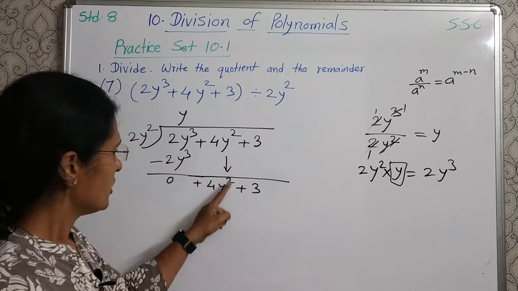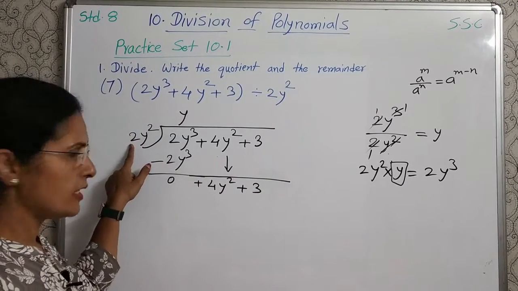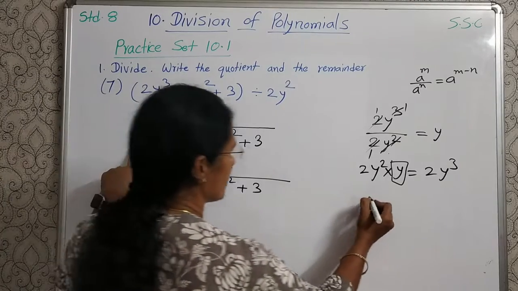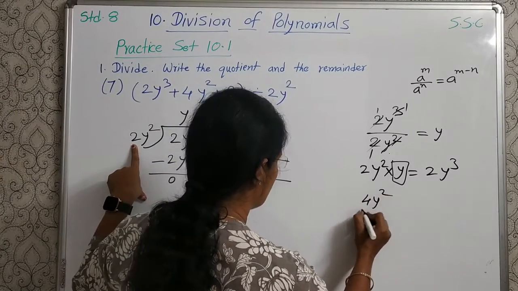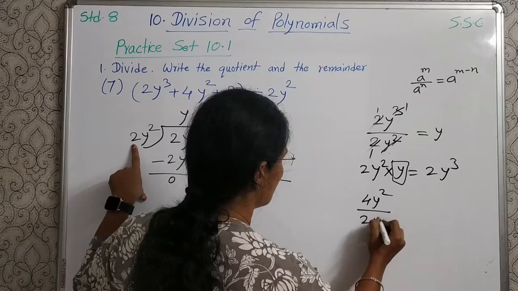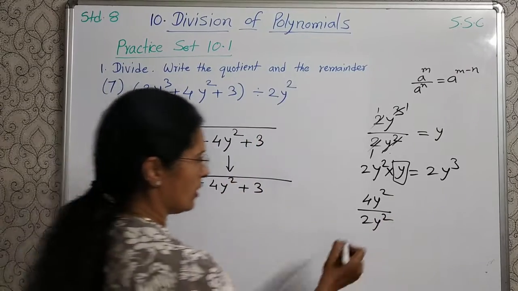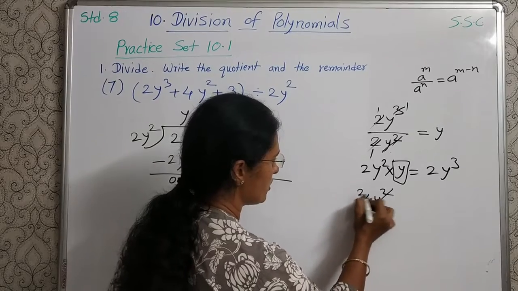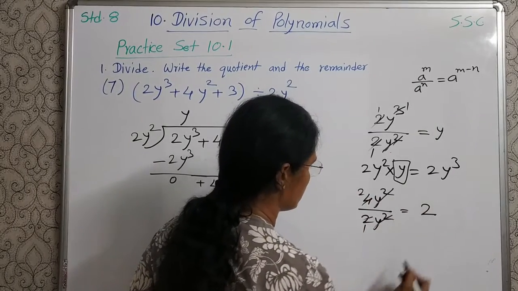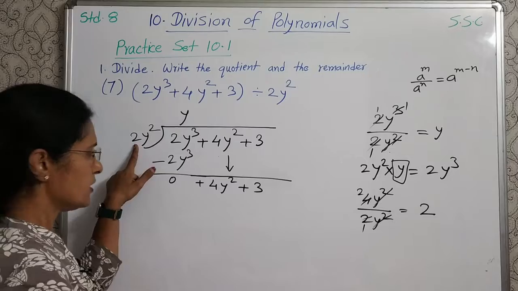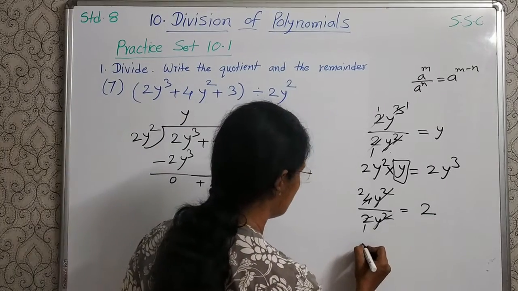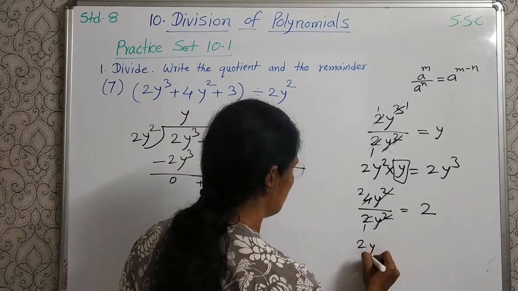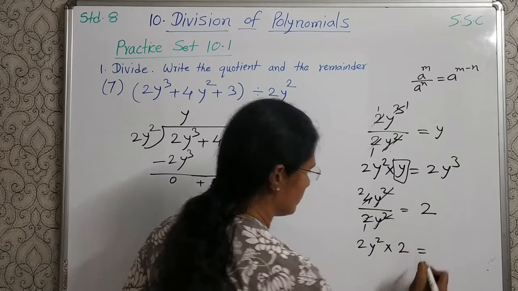Now plus 4y square will be divided by this 2y square. So 4y square by 2y square. Y square will get cancelled. 2 ones are 2, 2 twos are 4. So 2 is the quotient. Now multiply the divisor and quotient and let us see. So 2y square into 2.